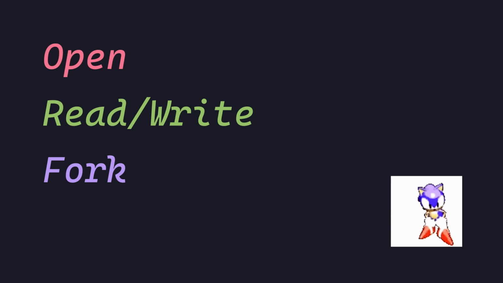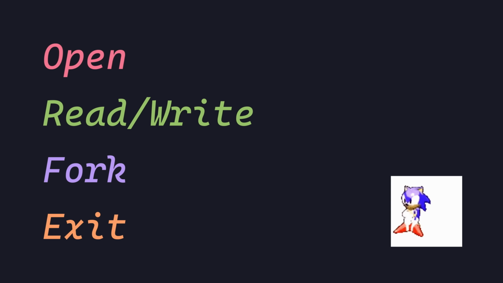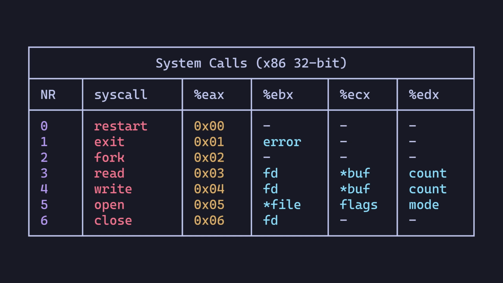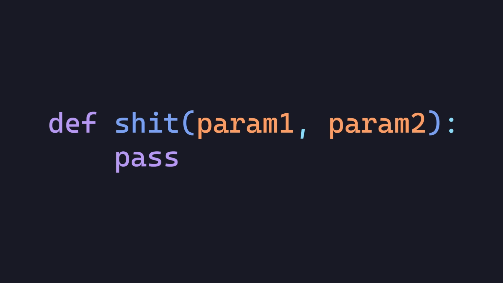They allow you to do things such as opening files, reading and writing data, forking, and in this case, exiting the program. Different system calls require you to pass different data in the registers before calling them. This is sort of like passing parameters to a function in a higher level language.